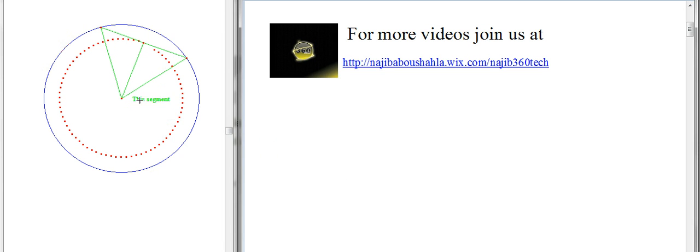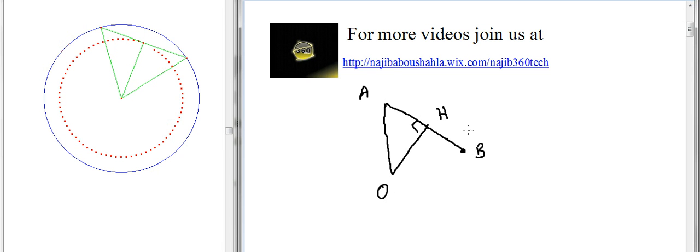Let's say this point is O, and this point here is A, and this is H, which is the midpoint of AB. We don't need AB, but anyway, AB is constant. Let's consider the length of AB is 2K. 2 times any constant number is a constant number, because this is the midpoint. Then AH will be equal to K, and OA will be equal to R.